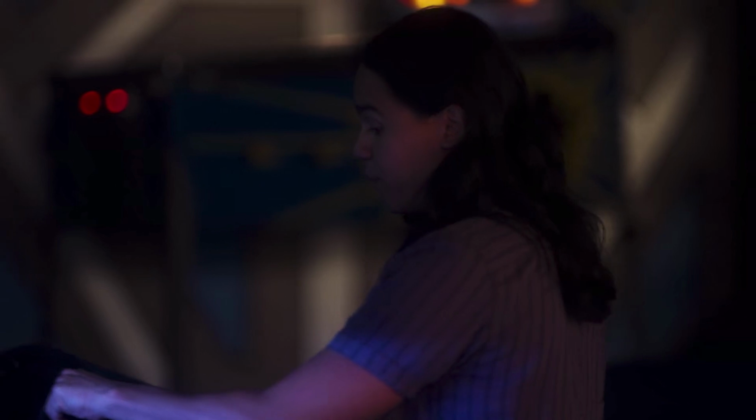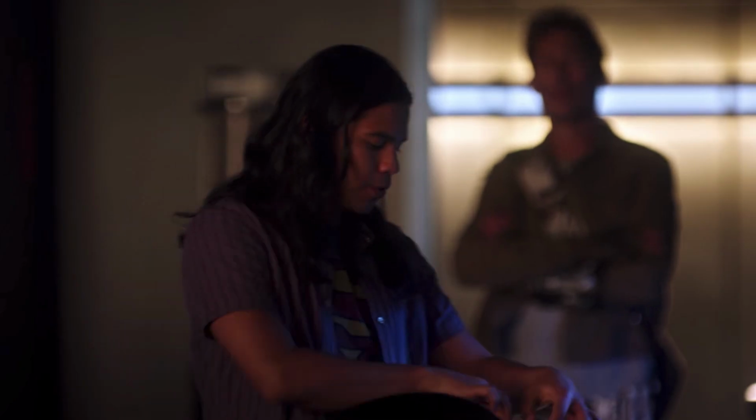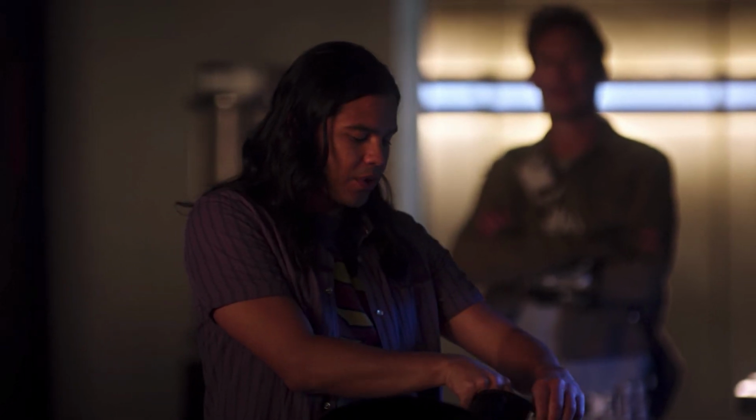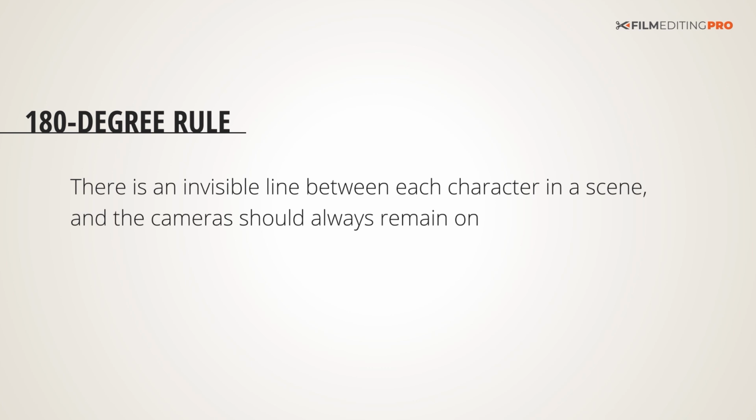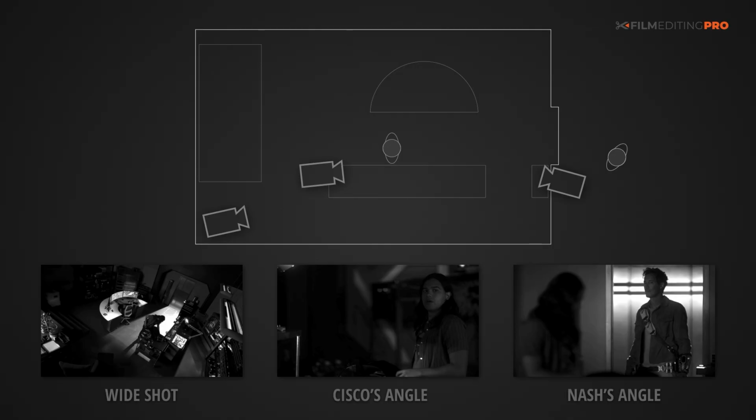You may have heard this referred to as the stage line, or casually mentioned when discussing characters' eye lines. The 180-degree rule is an important rule to understand as an editor. It means that there's an invisible line between each character in a scene, and the cameras should always remain on one side of that line. Let's demonstrate how this works using this same example from The Flash. First, we have this wide shot, which sets up the scene. We can see that Cisco is standing here, and Nash will enter here.